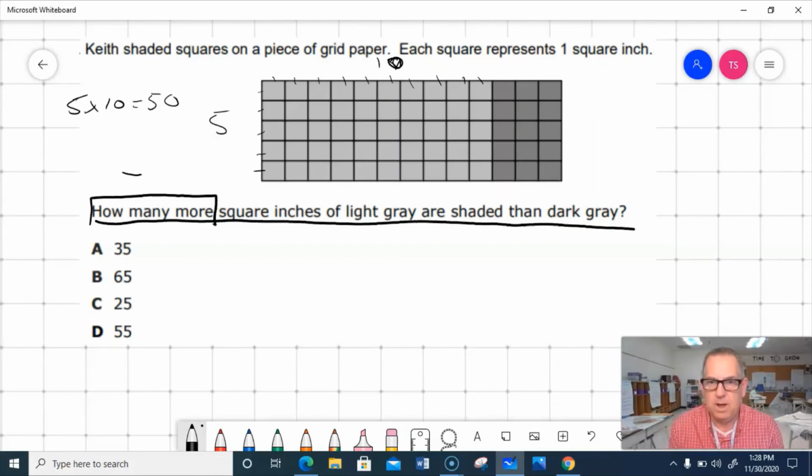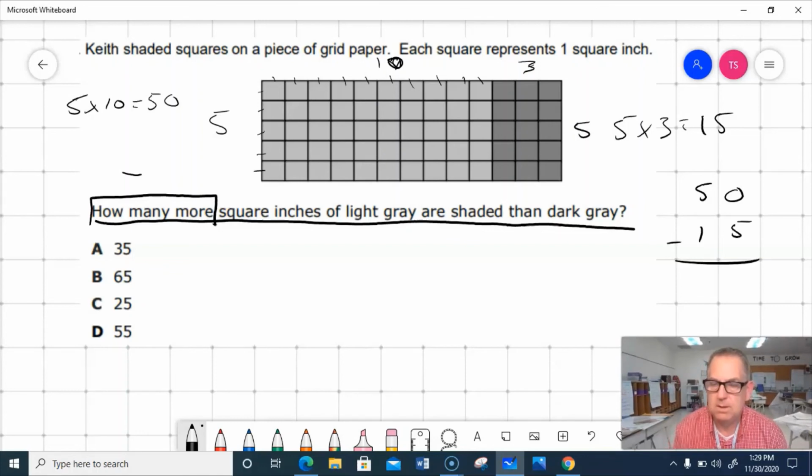What math problem would I use to figure out how many are dark gray? Yeah, that's correct. There are still 5 rows and 3 columns. So the math problem is 5 times 3. What is 5 times 3? Yep, 5 times 3 is 15. So what math problem would I do to figure out how many more are light gray than dark gray? Yep, I would do 50 minus 15. What is 50 minus 15?